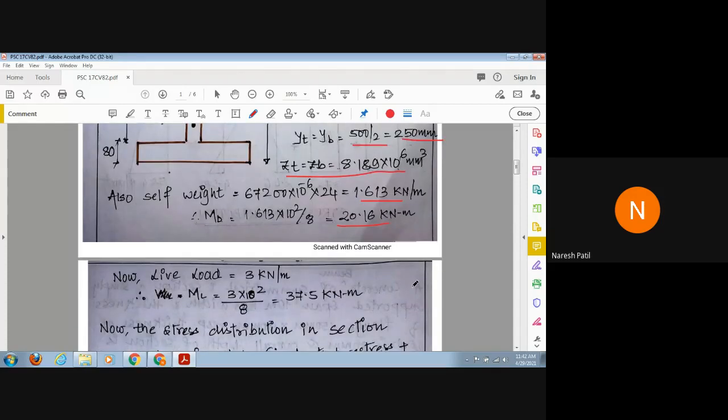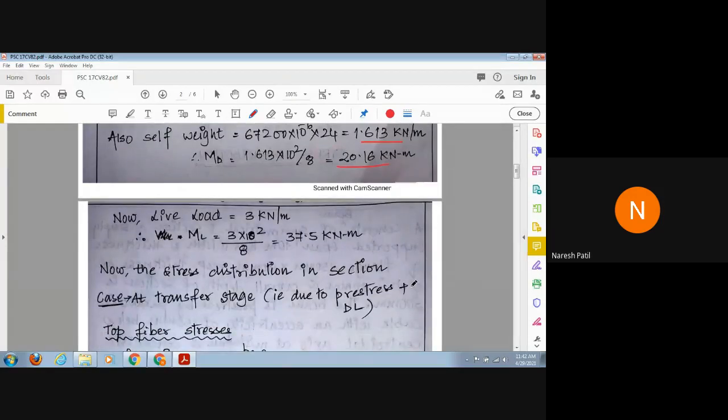Then now the live load is 3 kilonewton per meter. So ML is equal to WL square by 8. W is 3, span is 10. So WL square by 8. So we got MD and we got ML.